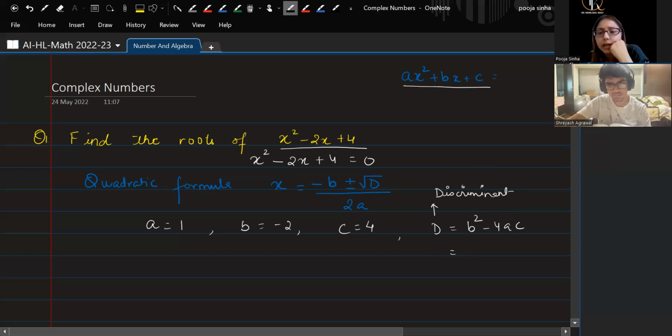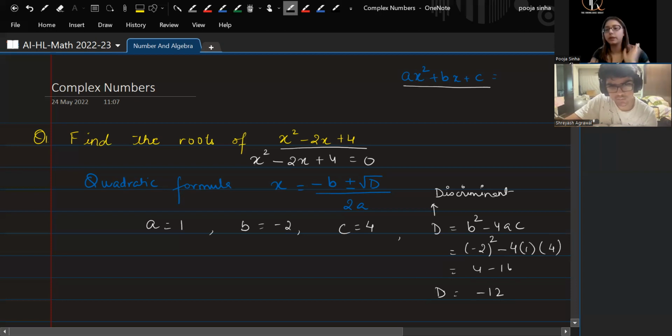That's okay. So B is minus 2. You put a square, minus 4, A is 1, so I'll plug in 1 here. So B square is 4, minus 12. It is how much? 4 minus 16, which is equal to minus 12. So D, you got minus 12, right?